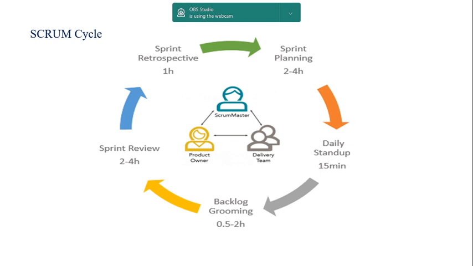Okay, let's look into the Scrum cycle. These are the few keywords which we have already taken before this slide. So all these words are represented. Sprint planning 2 to 4 hours, daily stand-up meeting 15 minutes, backlog grooming half an hour to 2 hours, sprint review 2 to 4 hours, and sprint retrospective 1 hour. And inside, Scrum Master, delivery team, and product owner.